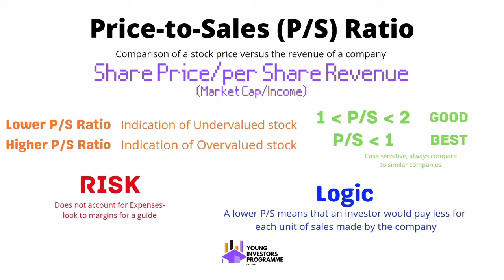The one problem with the price to sales ratio is that it does not account for expenses. You'd have to look at your margins for a sort of guide on whether there are a high amount of expenses or a low amount of expenses. So basically the logic with the price to sales ratio is that a lower price to sales ratio would mean that an investor would pay less for each unit of sales. So you'd be paying less than 1 Rand for 1 Rand's worth of sales, which is a positive.